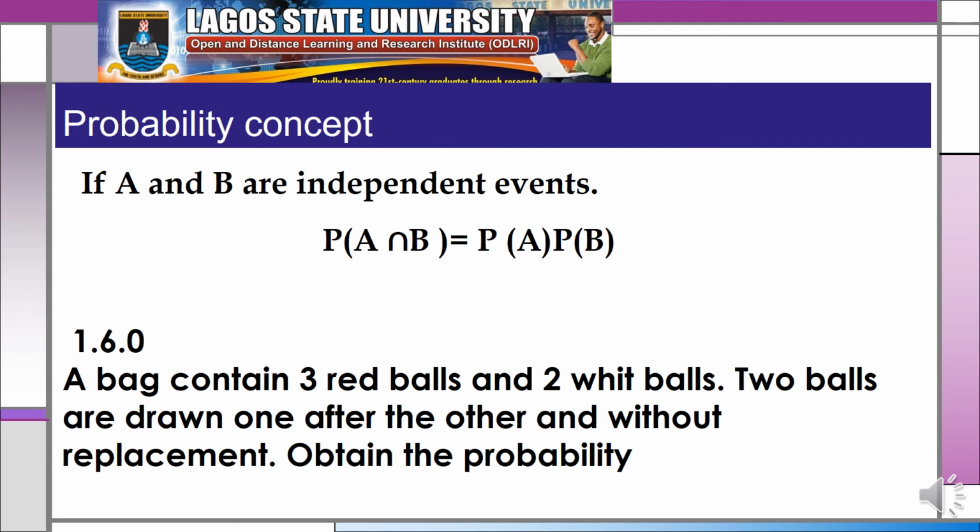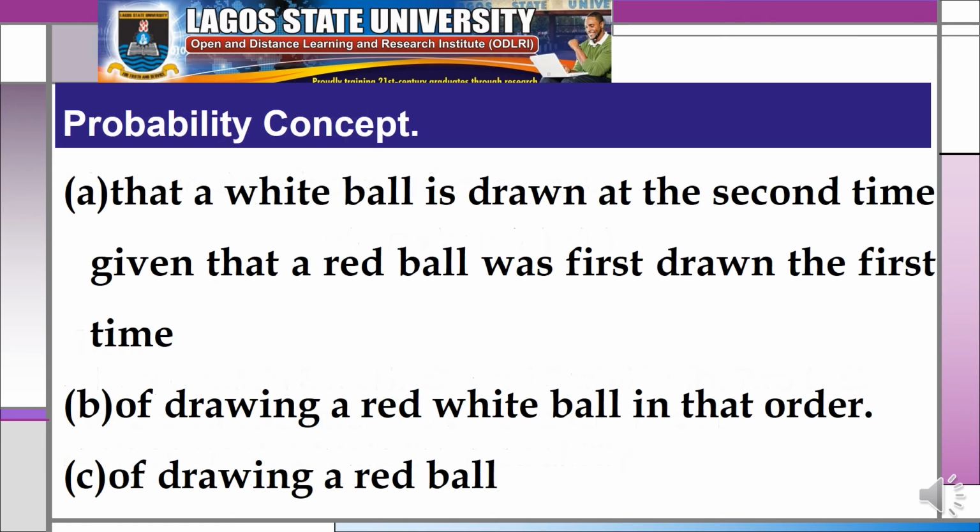A bag contains 3 red balls and 2 white balls. The 2 balls are drawn one after the other and without replacement. Obtain the probability: A, that a white ball is drawn the second time, given that a red ball was drawn the first time; B, of drawing a red-white ball in that order; C, of drawing a red ball.